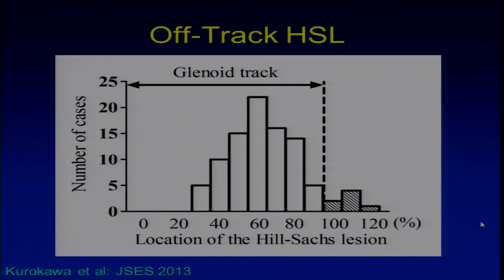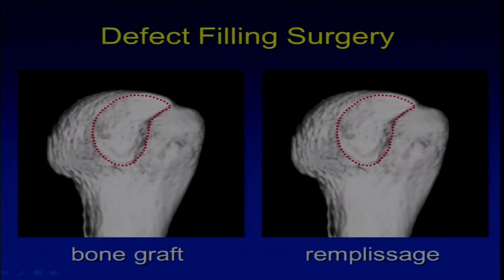So using this glenoid tract concept, we found that in our series of 100 cases, there are 7% off-track Hill-Sachs lesions, exactly the same as Younger Lee's report. So it's not 30%, 40%. Engaging Hill-Sachs lesion or off-track Hill-Sachs lesion is just 7%. There are two methods to fix it. One is bone graft, one is remplissage.